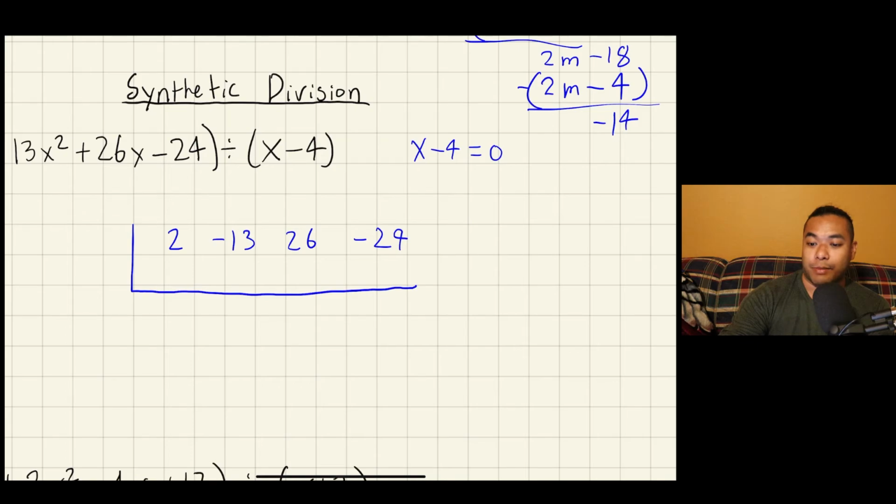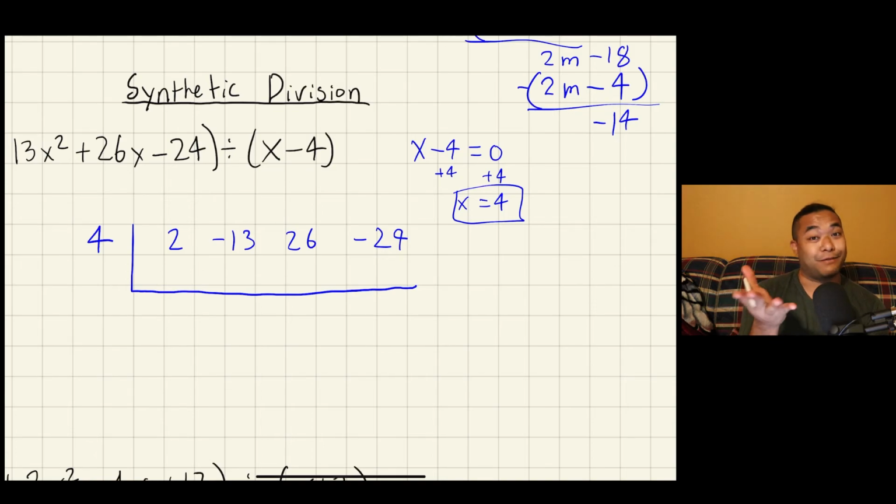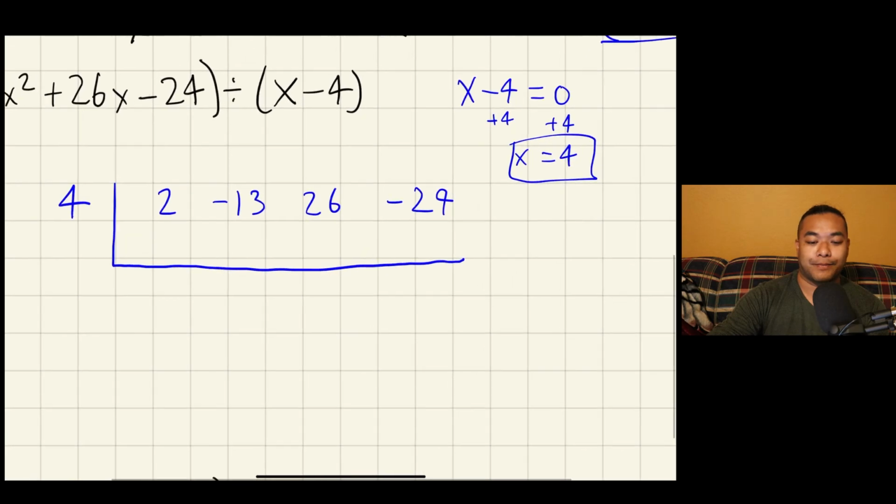So x minus 4 equals 0, add 4 to both sides, x equals 4. This is what we're going to put on the outside. So we're synthetically dividing by 4. And it's an algorithm. There is a proof for this. I highly doubt you want to see it. If you do, I don't mind showing you sometime out of class. But for now, follow with me. It's just an algorithm that works and is a shortcut.